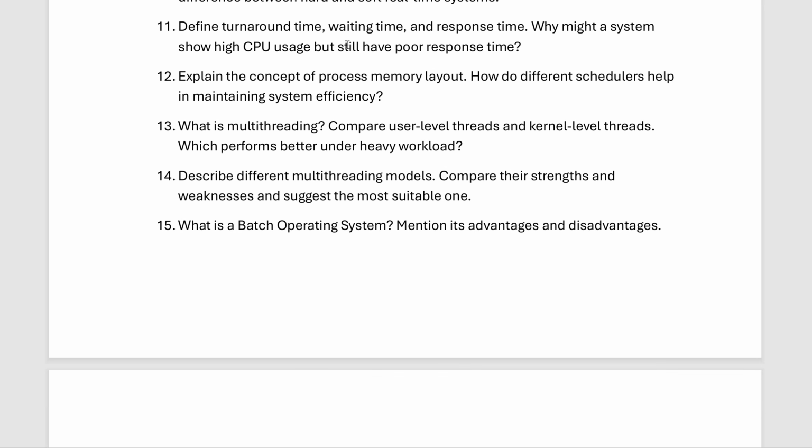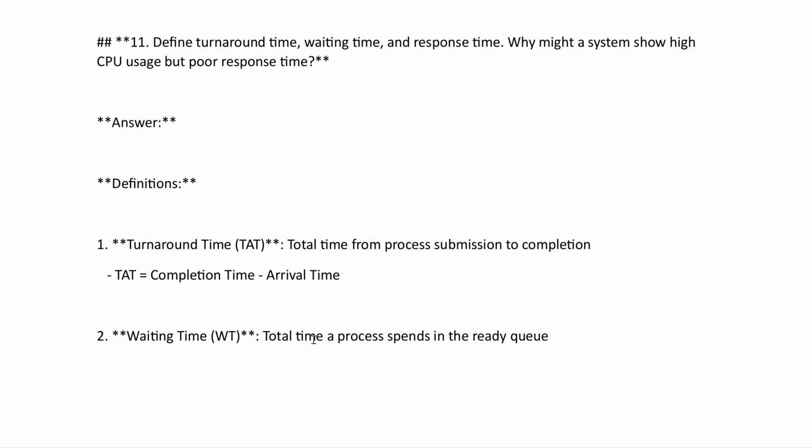The next question is: define turnaround time, waiting time, and response time. Why might a system show high CPU usage but still have poor response time? We have already computed all these. So do you know what turnaround time is? It is the total time from process submission to completion. The formula for turnaround time is completion time minus arrival time, because process submission means arrival time. So when the process completes, completion time minus arrival time is the turnaround time.